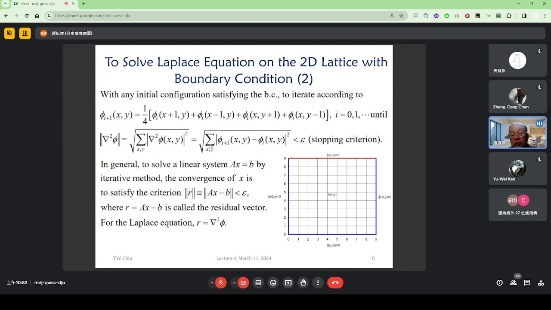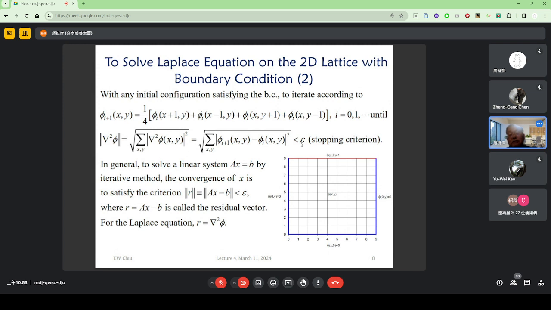And the iteration will stop if it satisfies some criterion epsilon. Epsilon is something I can specify, saying how accurate you want your solution to be. Usually epsilon is, say, 10 to the minus 12. Then you have converged.